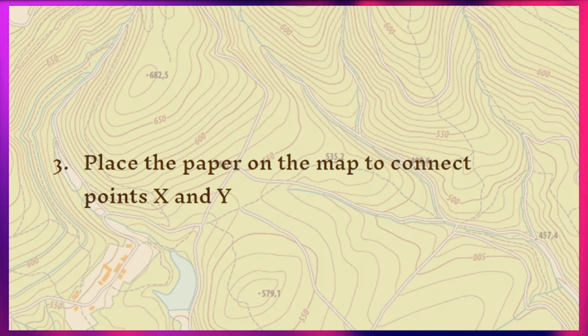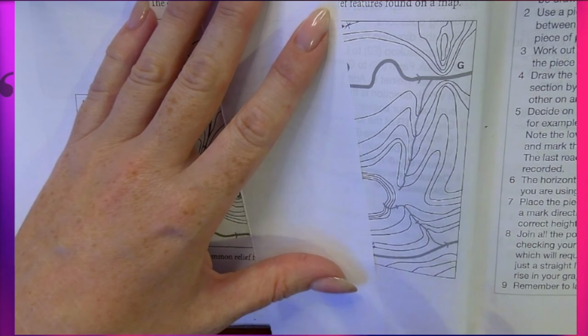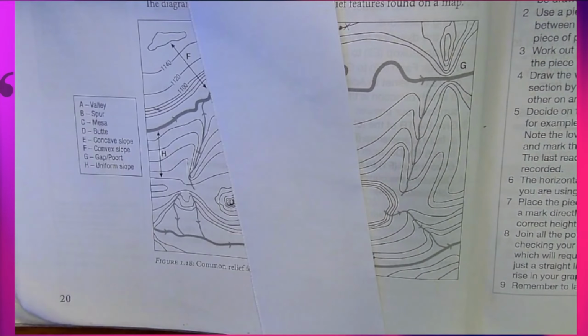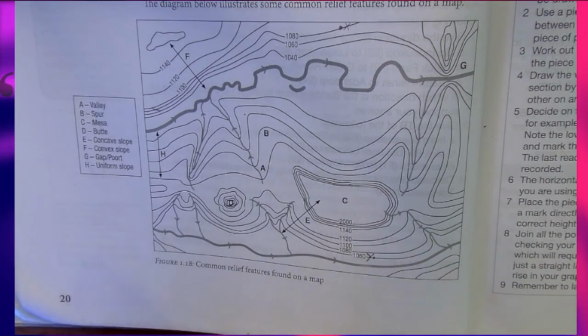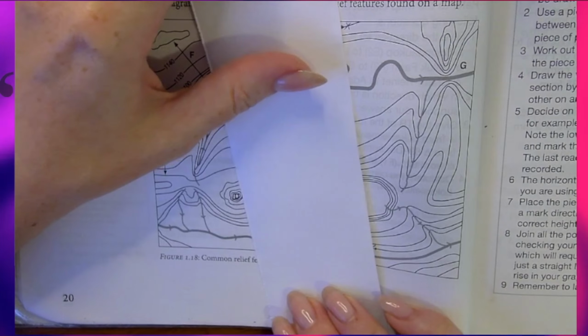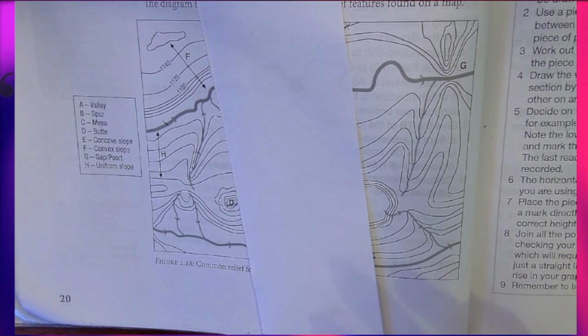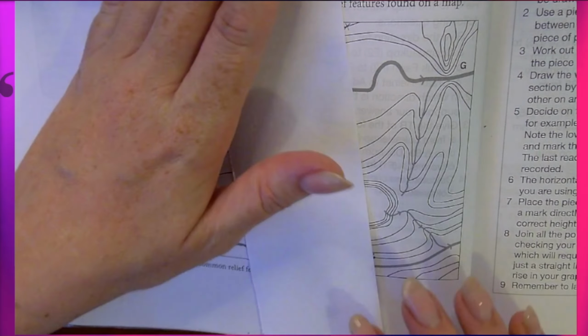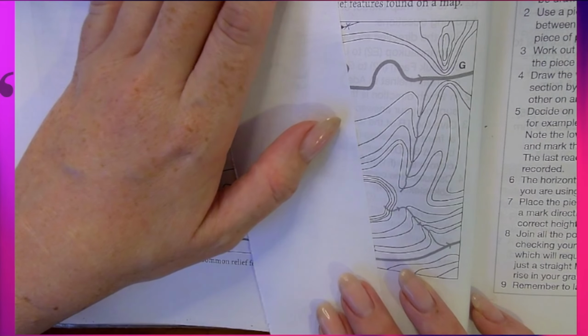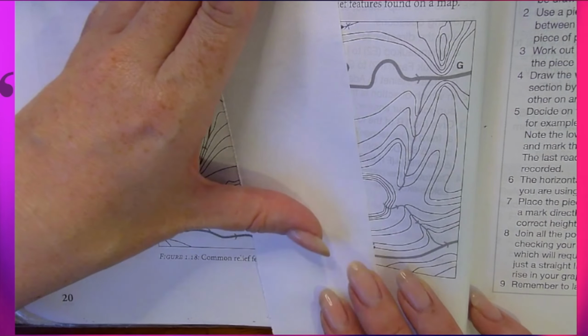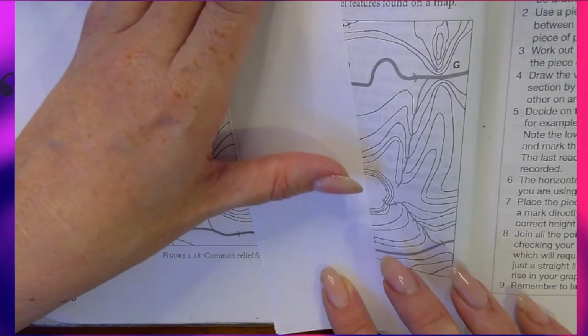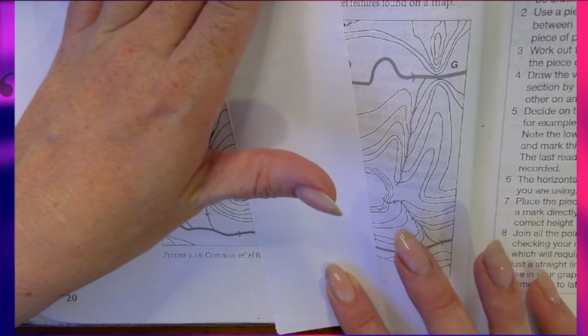A useful little tip is to actually use press stick to hold the piece of paper down. So we can do that. Of course, if you don't have, that's completely understandable, especially if it's in the exams, you might not have press stick with you. So we got the piece of paper, and we place the paper on the map so that it connects X and Y.